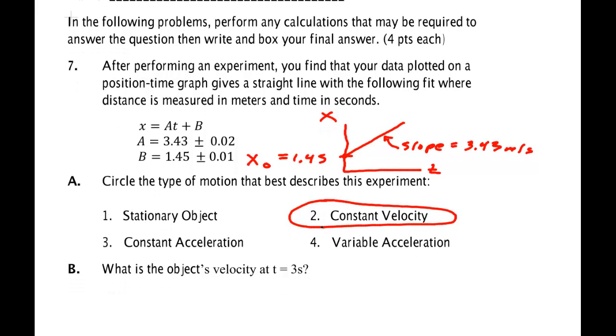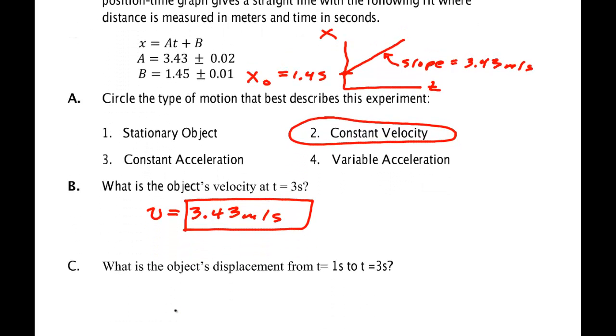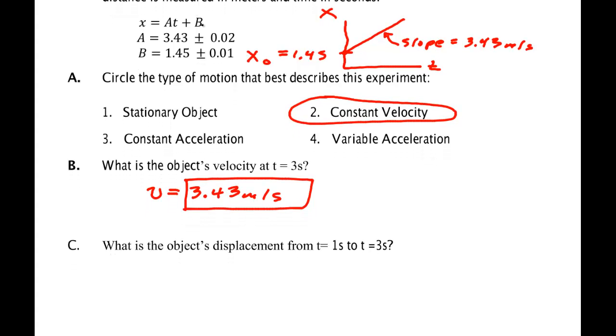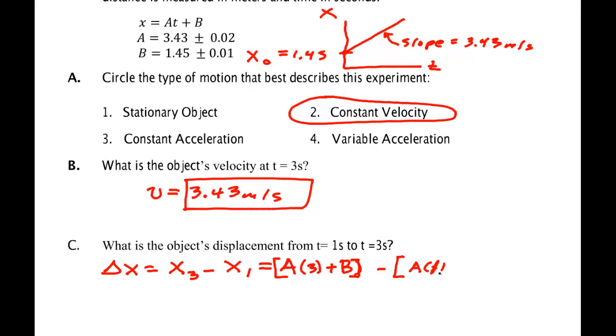What's the object's velocity at 3 seconds? The same as it is at any other time, since it's constant velocity. 3.43 meters per second. At least that's our best guess based on the fit. What is the object's displacement? Now, to find displacement from 1 second to 3 seconds means that you need to find the change in the object's position. So we're looking at delta x is equal to x at 3 seconds minus x at 1 second. Now, if you plug that in, what you're looking at is a times 3 plus b minus a times 1 plus b. So delta x is a times 3 minus 1.